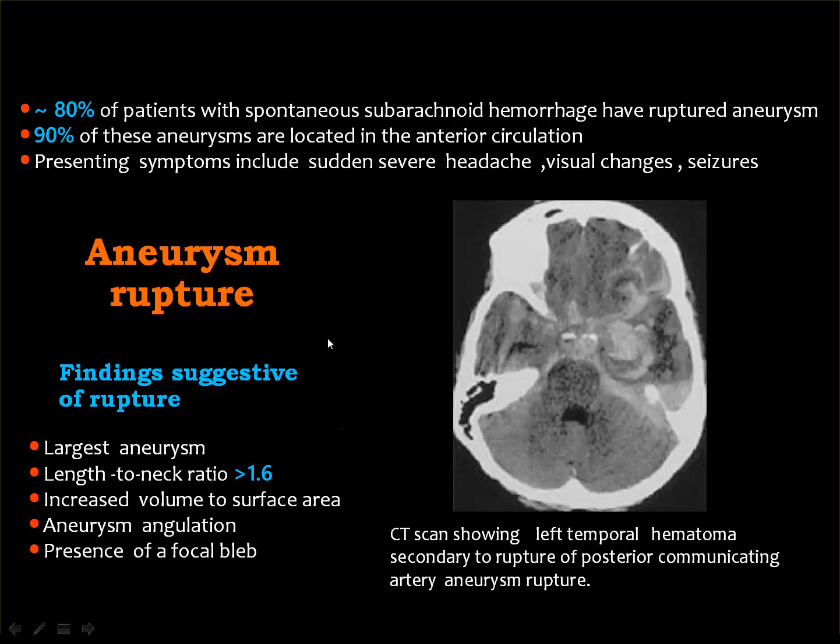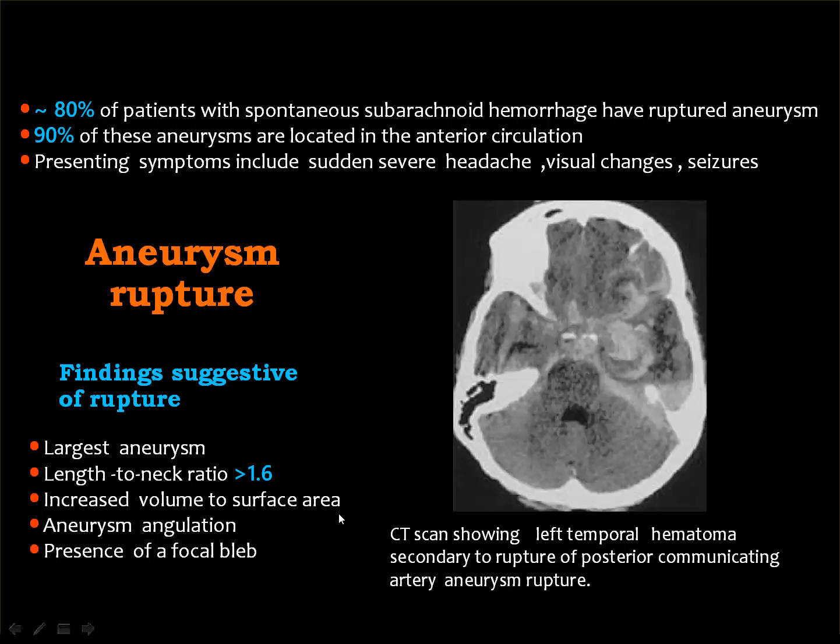What are the findings that can suggest that this aneurysm will rupture? Number one, if the aneurysms are multiple, it is the largest one which is prone to rupture. Number two, if the size of the aneurysm to the size of the neck of the aneurysm is more than 1.6, meaning that the neck is wide, then there is a possibility of the aneurysm to rupture.